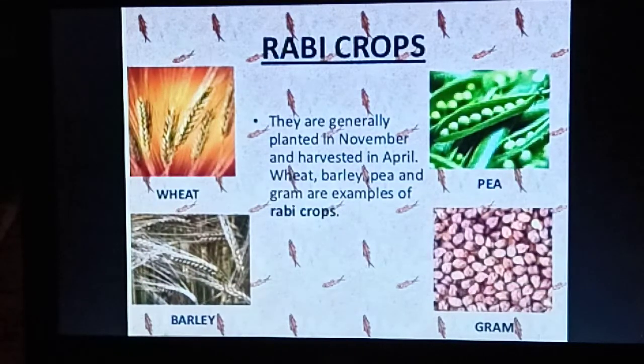They are generally planted in November and harvested in April. Examples are wheat, barley, pea and gram. These are some of the examples of rabi crops.